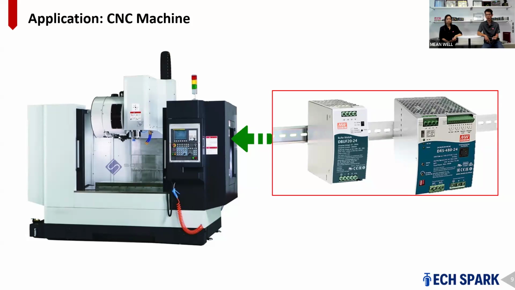So the buffer module helps to regulate and smooth out these fluctuations, protecting the machine's electronics and prolonging its lifespan.